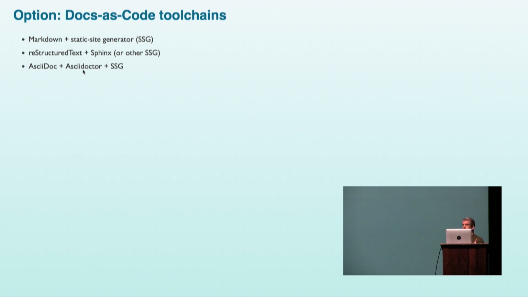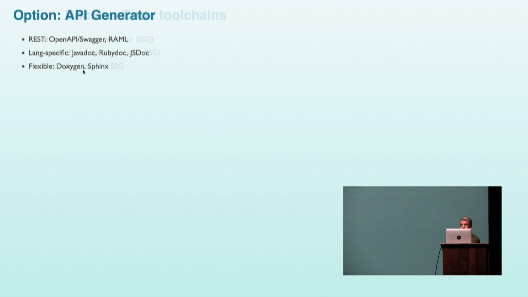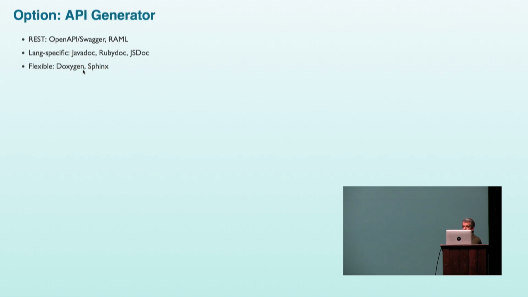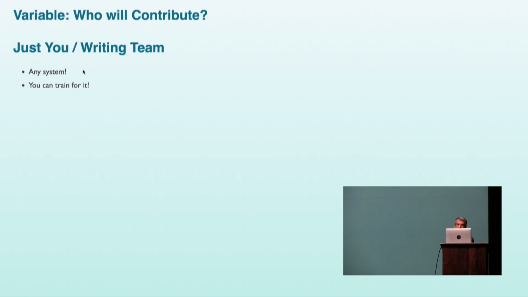Restructured text and ASCII doc are very similar to Markdown if you're not familiar with them. They just have tons and tons of other features, and they're made for technical writing, which Markdown is not. They both have other components that are required to make those work, and that adds to the complexity of the tool chain. I'm very sorry for the person doing the simultaneous captioning too. The last thing is the API generator. I'm not going to go into this. If you're doing documentation for an API, you're in a whole category in and of itself there.